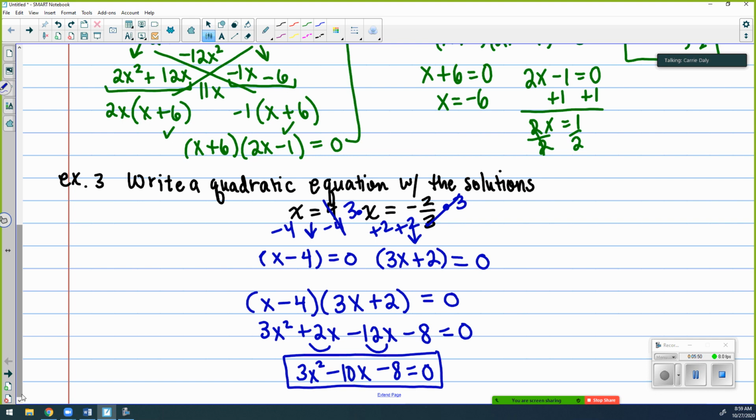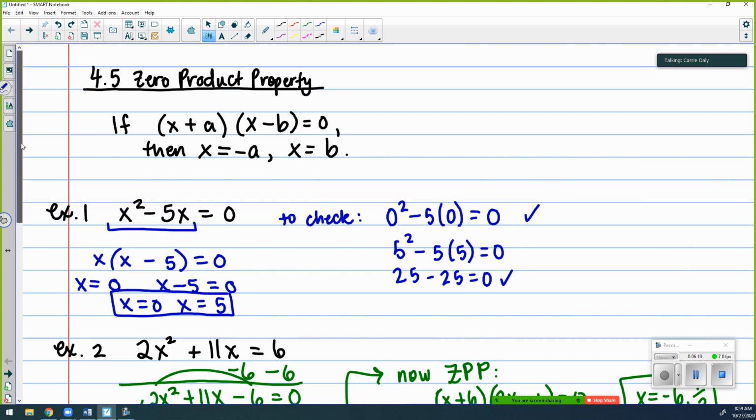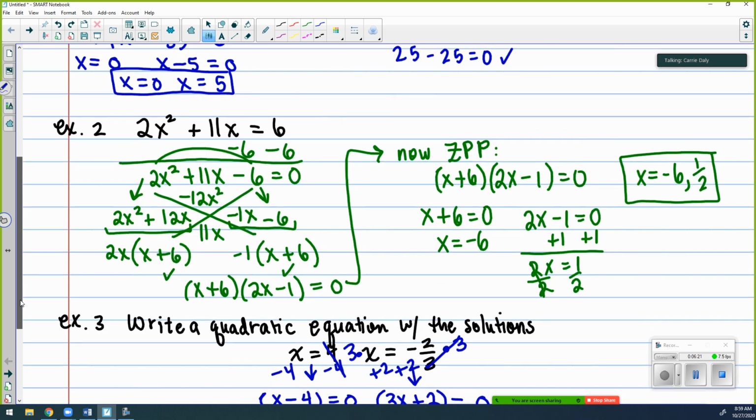So what I did in example 3 was I just worked backwards. I took my solutions and came up with my quadratic equation. In the first two examples, I was given a quadratic equation set equal to 0, and I factored it to come up with my solutions. Remember that what makes a quadratic is you have an x squared somewhere in the problem. Another big thing to take away from today's lesson is that you can't use the zero product property unless you have your equation set equal to 0. So the very first thing you should always do is set your equation equal to 0.